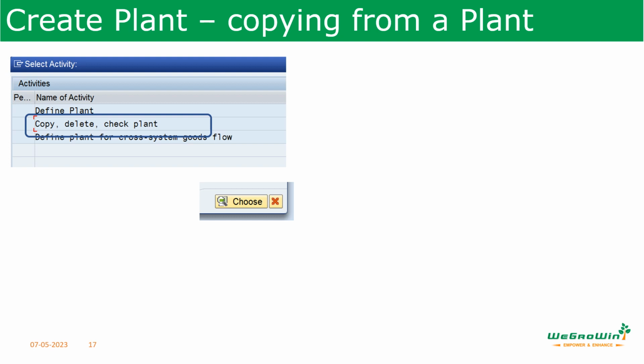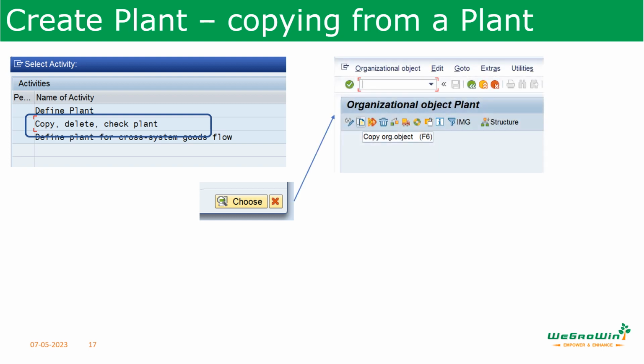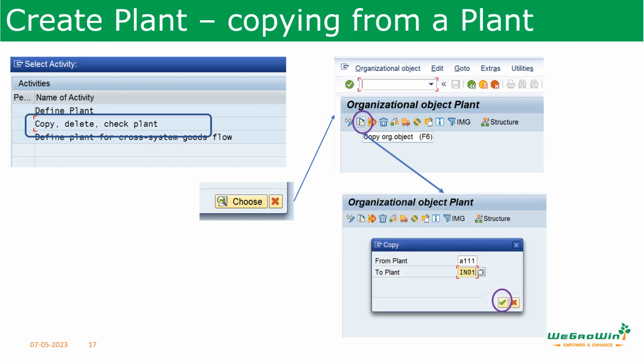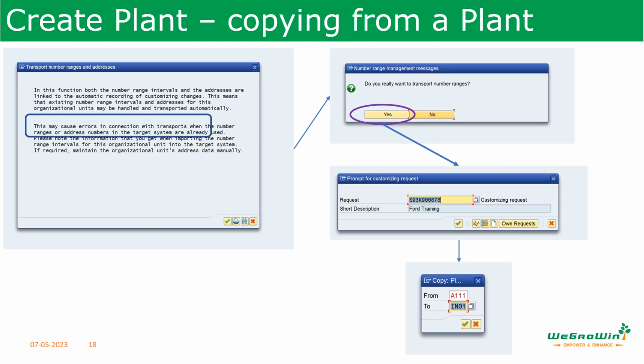Here we choose copy, delete, and the checkpoints, and then press choose so that we go to the copy organization object. I enter the from plant and to plant here and then proceed. That is what we need to do here. Let us continue and proceed as per the steps shown here. Just keep proceeding, right? You want to copy, you want to proceed, you want to copy all those things. Let us keep proceeding.